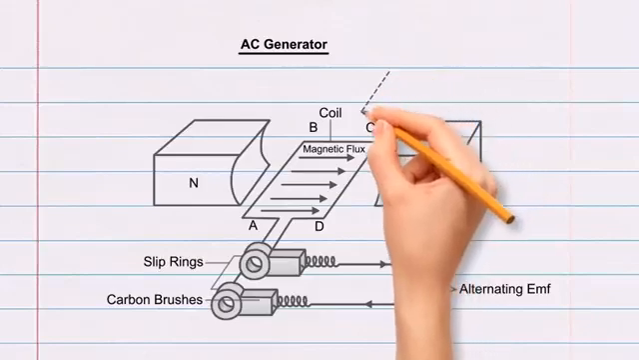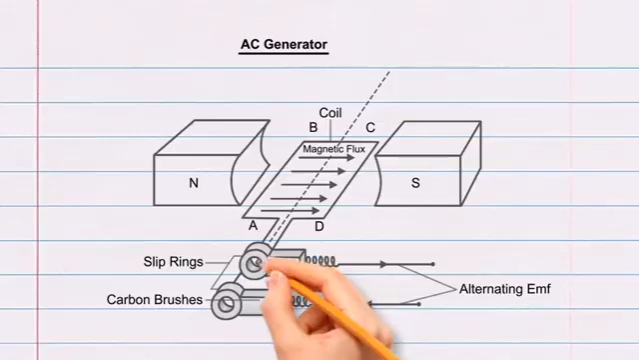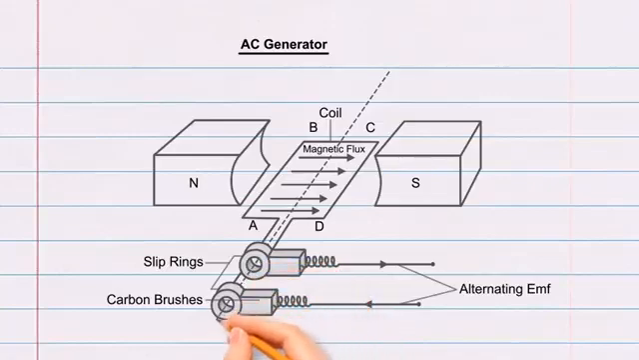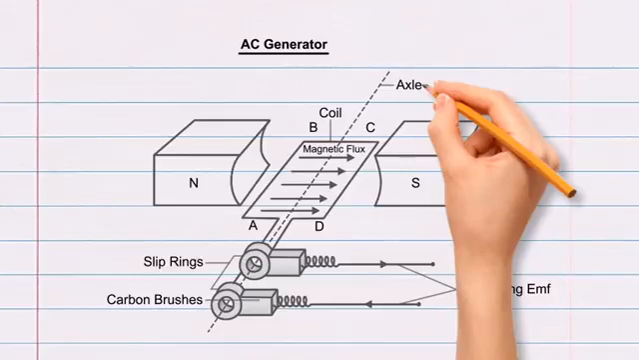Draw a dotted line starting a little beyond the parallelogram, passing through the parallelogram and slip rings. Extend the line after the slip rings. Label the dotted line as axle.